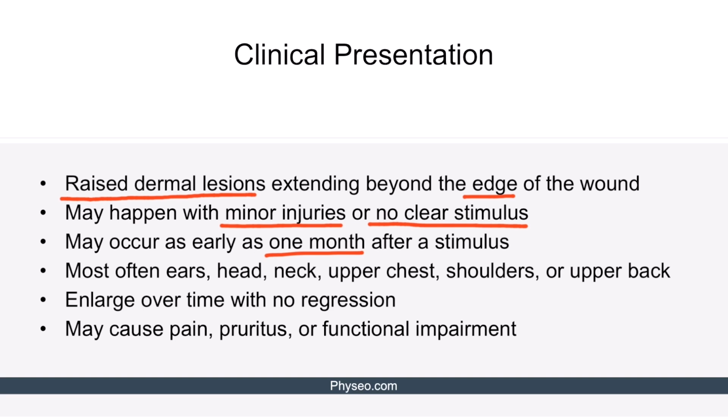And the locations on the body that are most vulnerable are the ears, head, neck, upper chest, shoulders, or upper back. So you're really just thinking upper body, shoulders and up, basically. And these scars tend to enlarge over time. They don't just regress on their own.